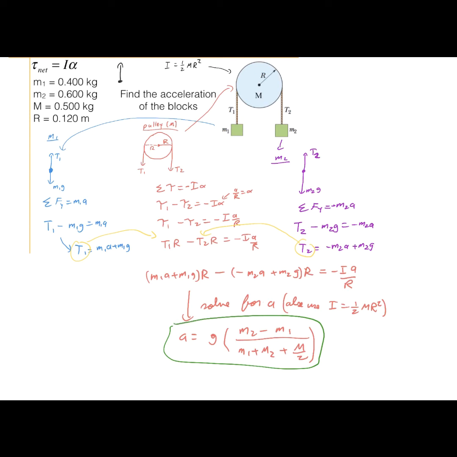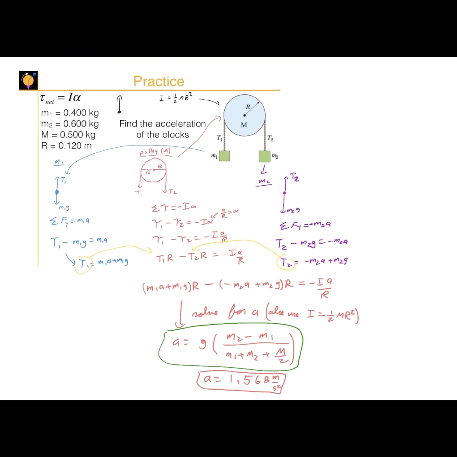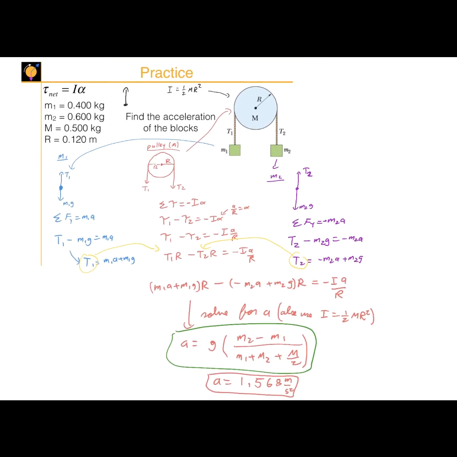Now, when I plug in the numbers, what do I get? I get about 1.568 meters per second squared. So that's how fast the blocks are accelerating, one up and one downwards. And that is the Atwood machine.